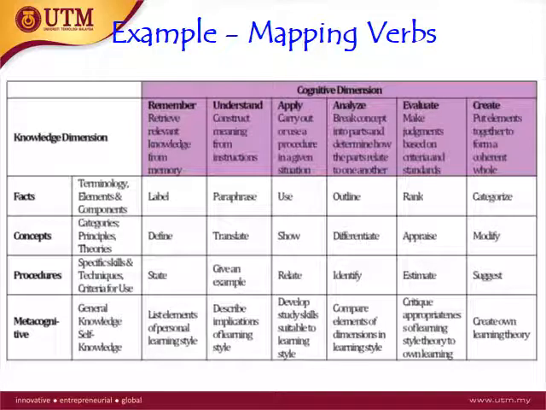So, an example of mapping verbs. The taxonomy table reflects knowledge tested and different forms of thinking as indicated by the verbs. So we can readily see the important aspects of the course being emphasized, the alignment, as well as those aspects that are being left out.